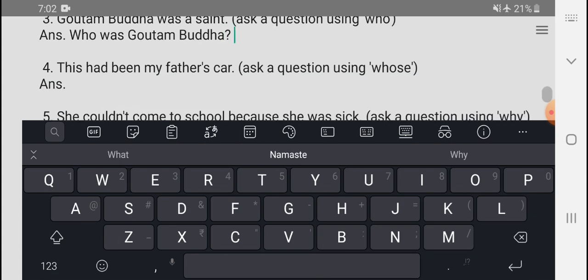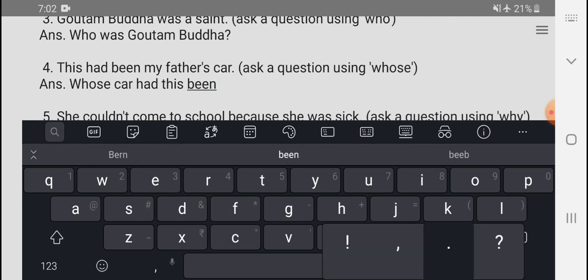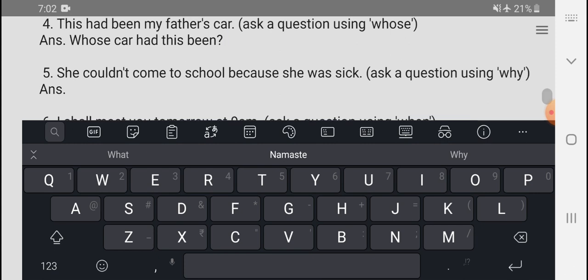In example number 4, that is, this had been my father's car. Ask a question using whose. So you can use whose first, and you can see the tense, it's in past perfect tense. So whose car had this been? Make sure you ask the question in the same tense as the answer is given. You need to check the tense, and based on the tense you need to ask.